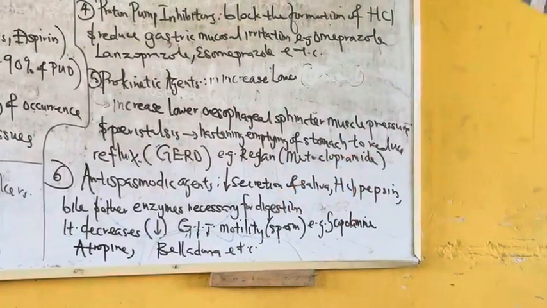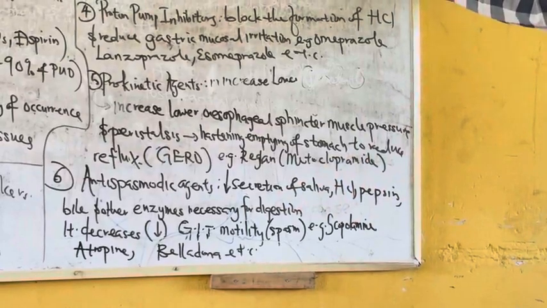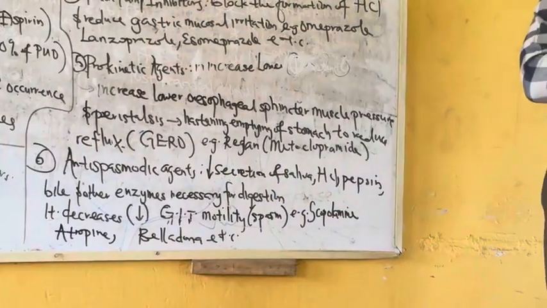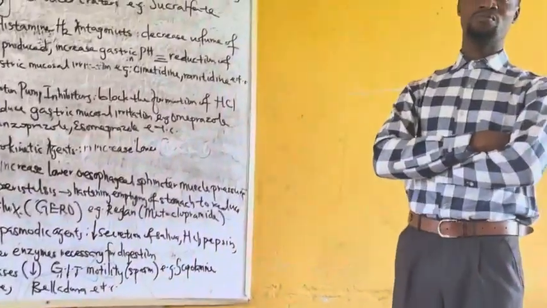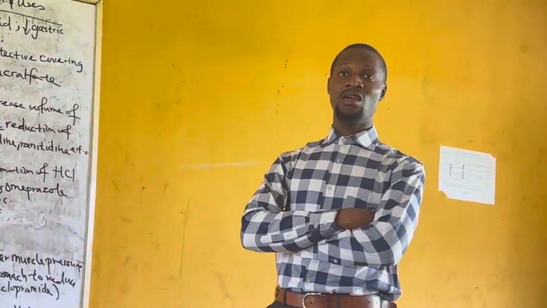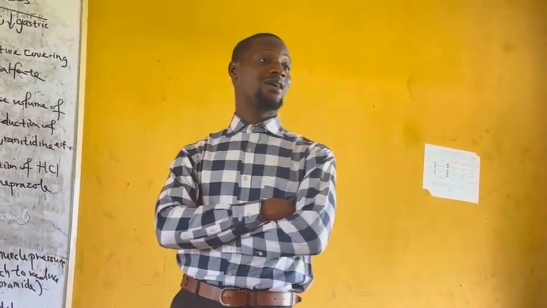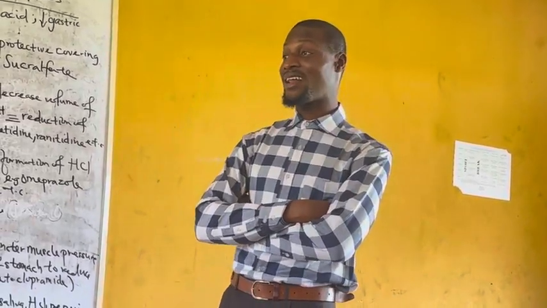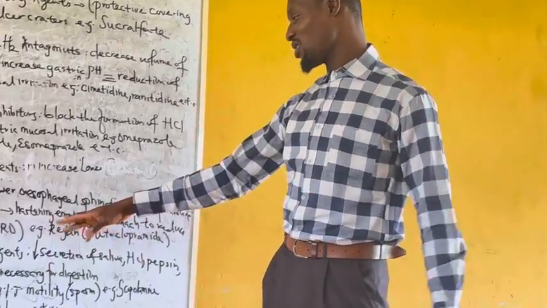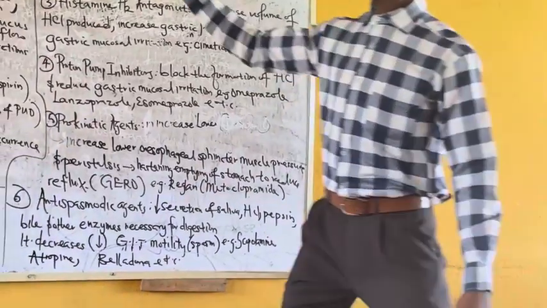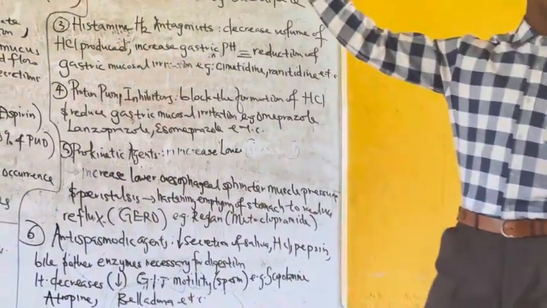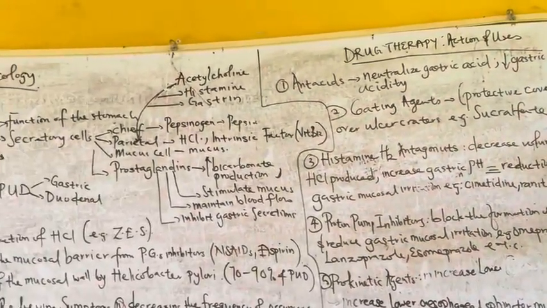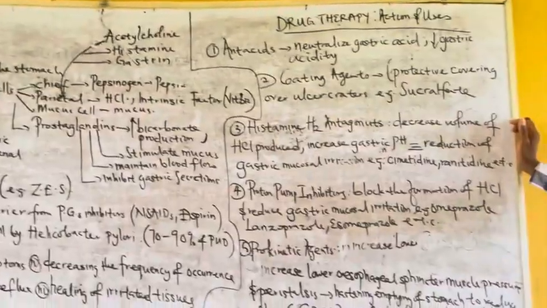The other drug here is the antispasmodic agent. Now, why do you have antispasmodics? Spasm has to do with a type of muscular contraction. The muscles contract and relax and move. So what do we have then here? Because we also have acetylcholine involved as one of the stimulators of the parietal cells. So antispasmodic agents will do two things.